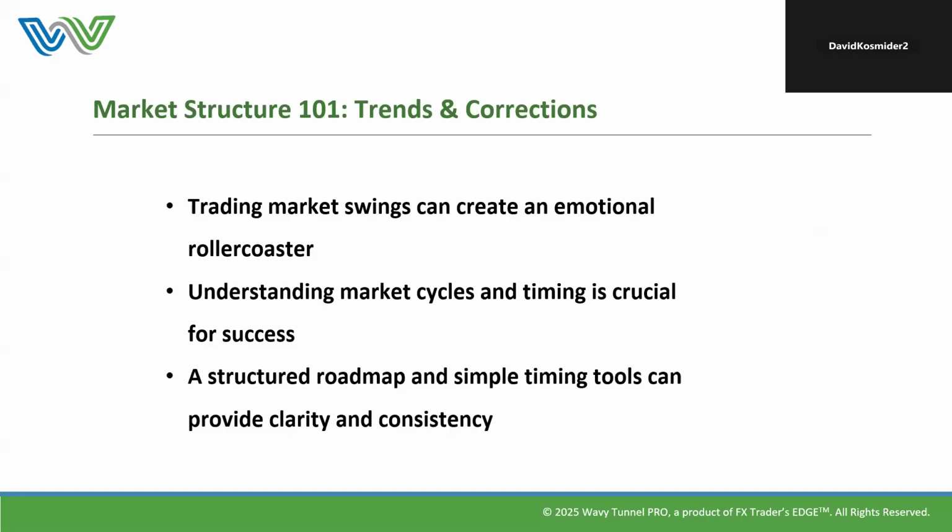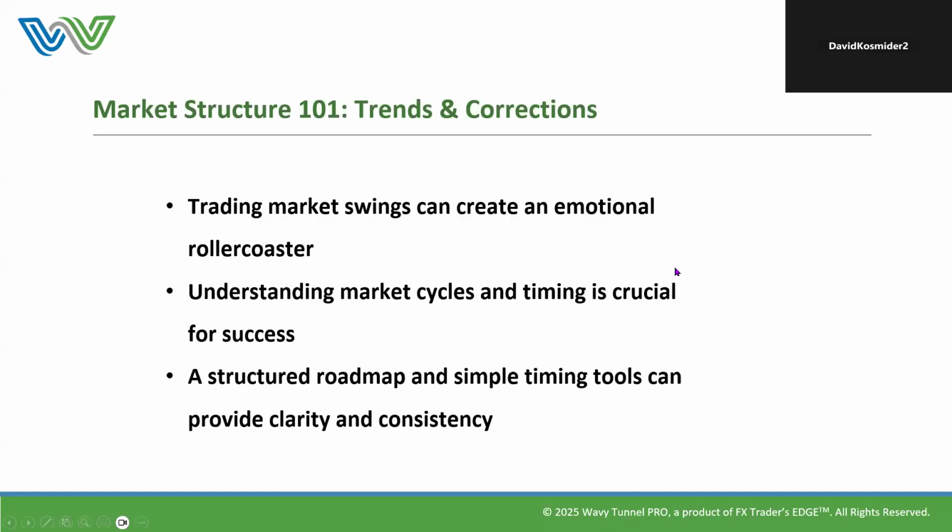The market doesn't move randomly, it follows repeating trends and corrections. And there was so much research done in the 80s. I started trading in December of 79. So much research at the beginning. Are the markets random? Can you really see patterns? And I've been trading for a very long time now, and I can just say that the markets have patterns that you can follow and latch on to. And when you have a structured roadmap and simple timing tools, trading becomes less about guessing and more about clarity and consistency.